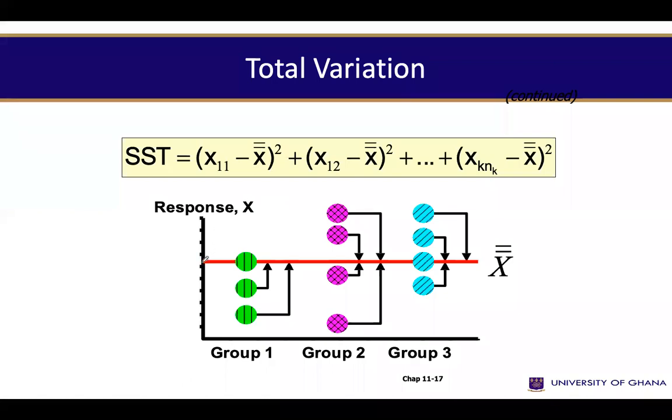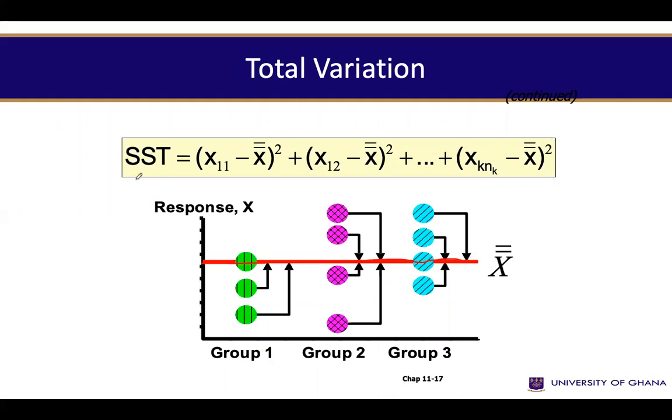The red line is the grand mean. And these round items are the individual values. So you see that we are interested in finding how those individual values deviate from the grand mean for each group, how those individual values deviate from the grand mean.